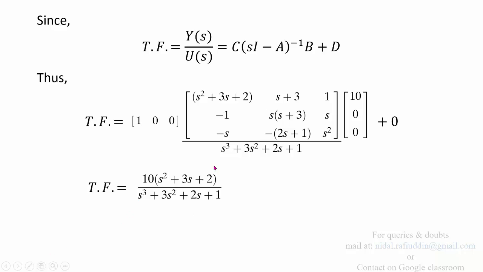So this is the required transfer function of the system, which was represented by the state model or state space representation. I guess this is clear to all, and if any one of you has any query in finding the transfer function from a state model, or finding the state model from a given transfer function, you can ask me.